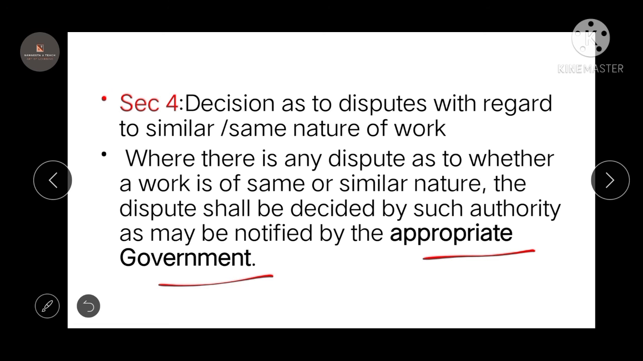In the next video we will talk about other important sections related to this particular Code on Wages. It can be from chapter 2. This is going to be a series of videos particularly on the Code on Wages, where we are going to see the important sections related to this code.